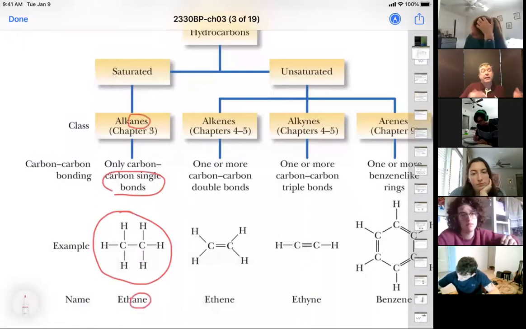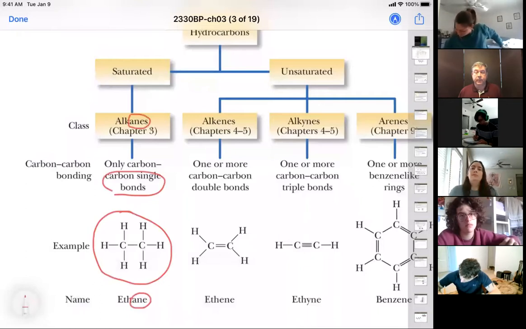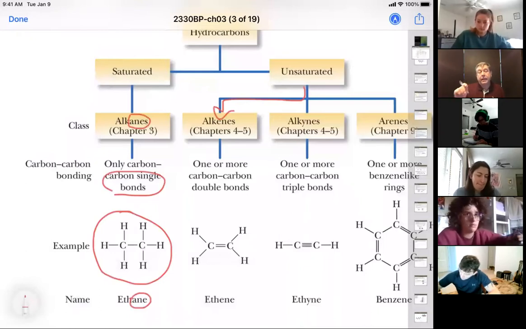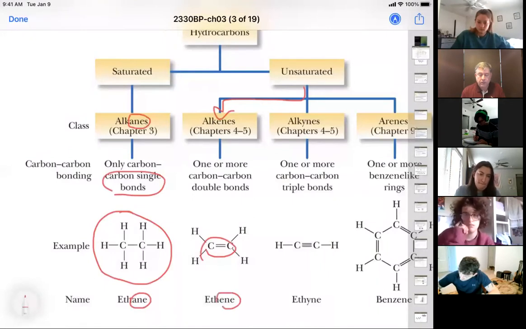Now, the next thing we have is unsaturated, meaning we have at least 1 pi bond in the system, okay? And the simplest of those are the alkenes, okay? So the alkenes, E-N-E, tells us that we have a double bond in their system, and so all the names will have E-N-E in the end of it. So that means at least 1 double bond in the system.